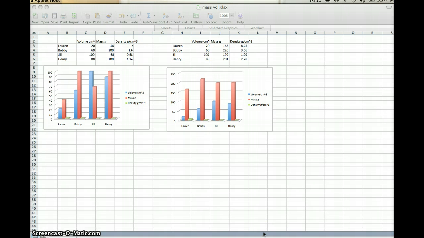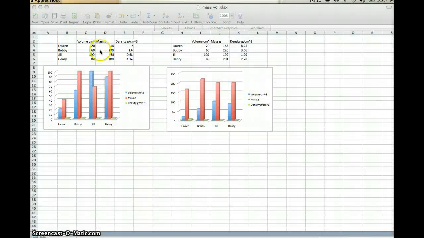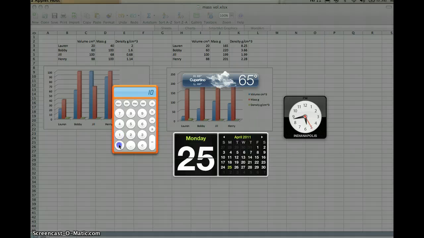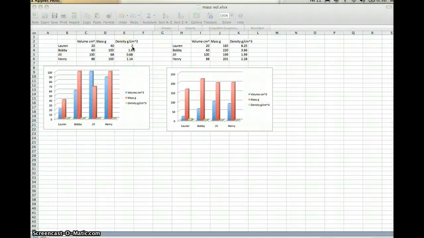So now that we have the mass and the volume given, we have to remember that density equals mass divided by volume. So if you were to pull up your calculator, you could see that by doing 40 divided by 20, because 40 was the mass in grams and the volume was 20 centimeters cubed, that makes your density 2 grams per centimeter cubed. Now, if you were to compute that in your calculator for the rest, you have, for example, 100 divided by 60, which is 1.66, and here you see the answer right here, 1.6 is the density.